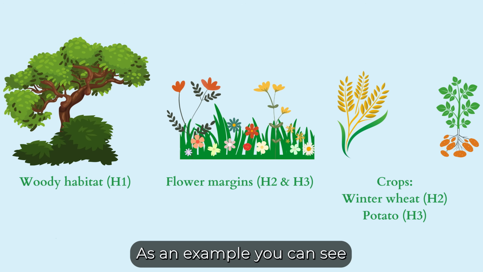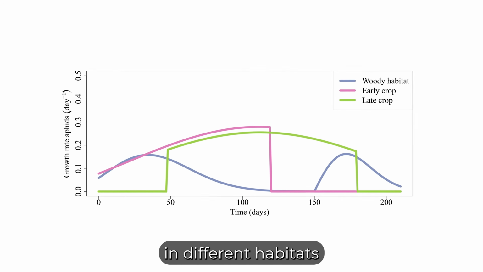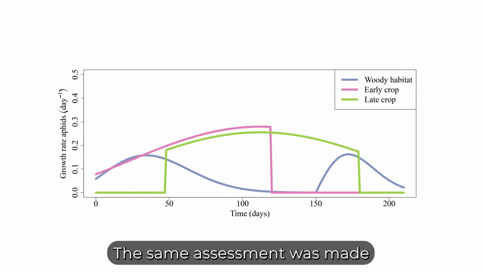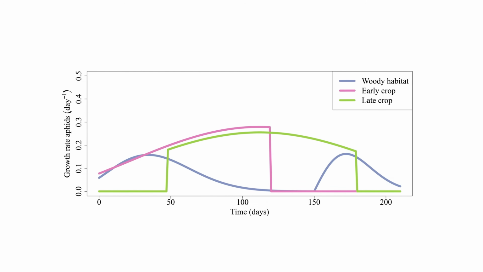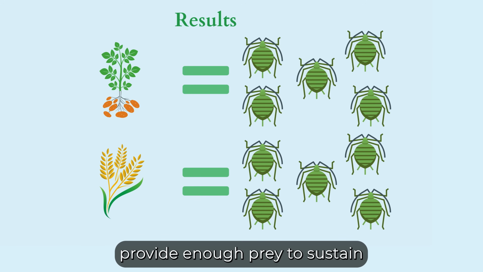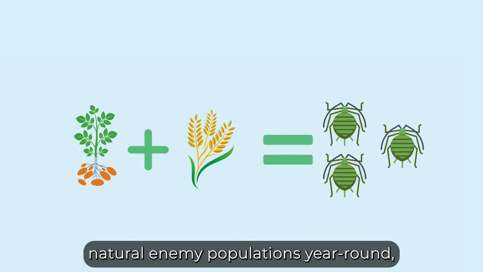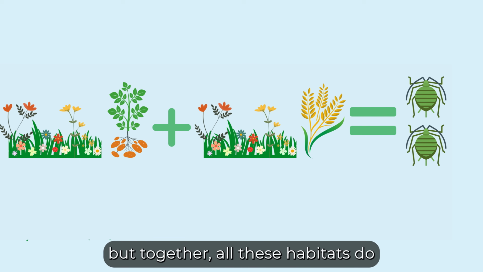As an example, you can see here aphid growth rate during the year in different habitats. The same assessment was made of floral resources as a habitat. Each of these habitats does not provide enough prey to sustain natural enemy populations year-round, but together all these habitats do.